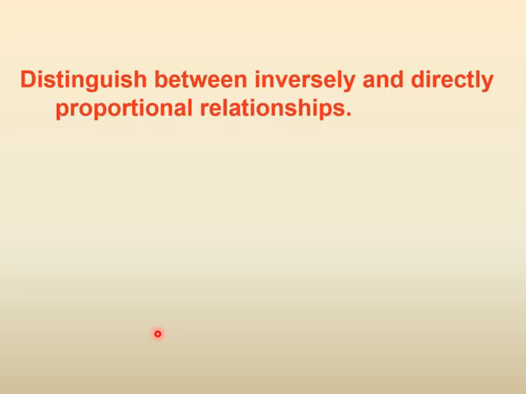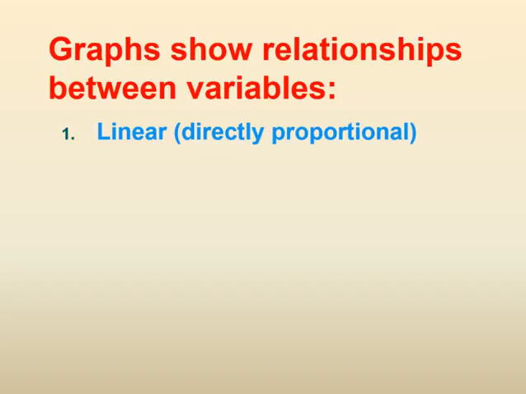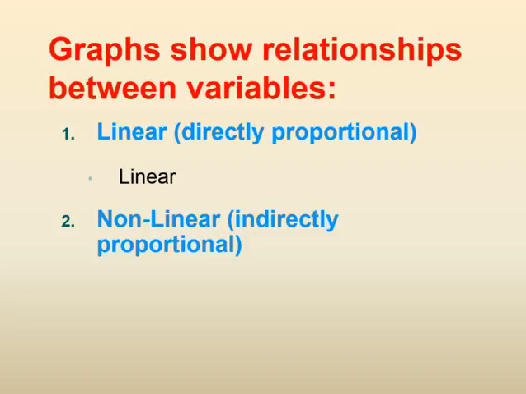Moving on, I want you to be able to distinguish between inversely and directly proportional relationships. Okay? Graphs show relationships, so we'll be using graphs to represent this in shorthand. There are a couple different kinds of relationships you can show with a graph. There's the linear relationship, which is direct proportionality, and you're going to see a linear graph. There are also nonlinear graphs, which are also known as indirect proportionality.